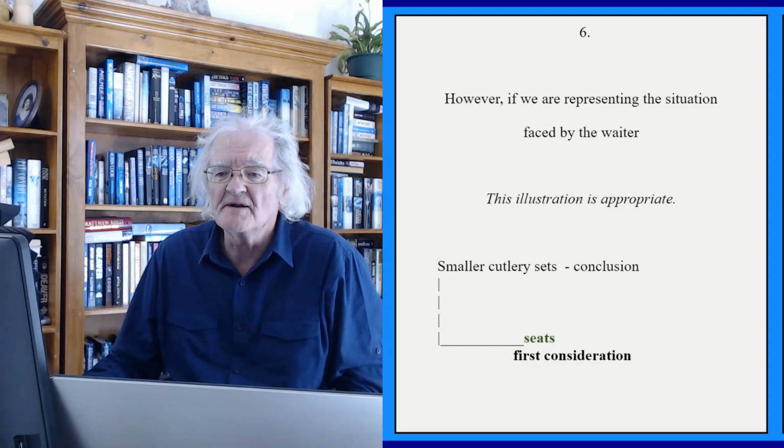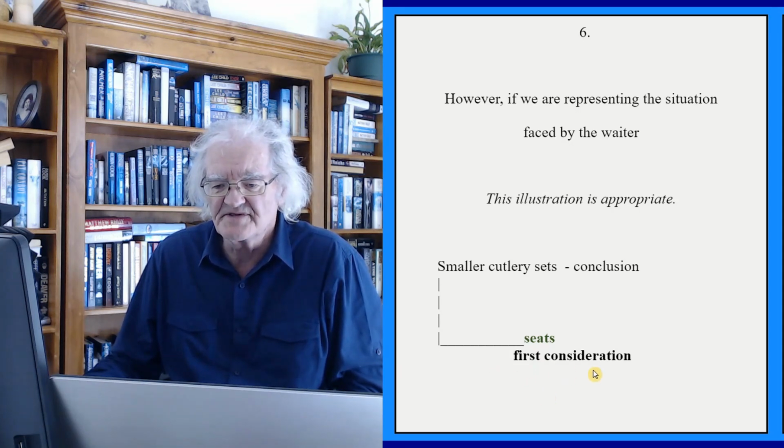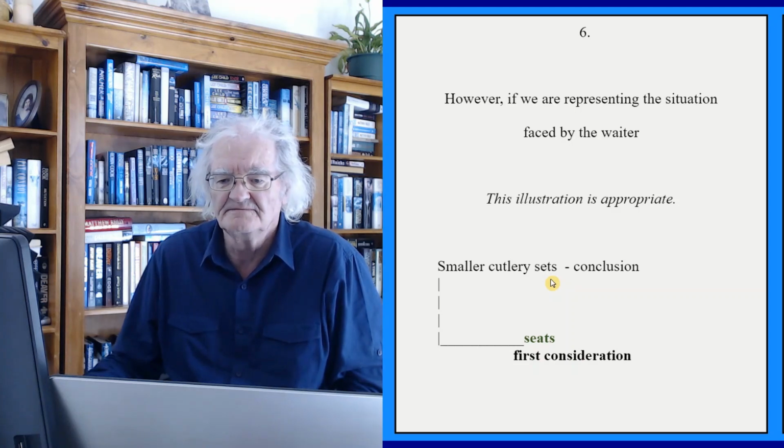However, if we are representing the situation faced by the waiter, a different illustration is appropriate. His consideration is the number of seats that he can see at the table, and his conclusion is the number of smaller cutlery sets suitable for children to be put on the table.